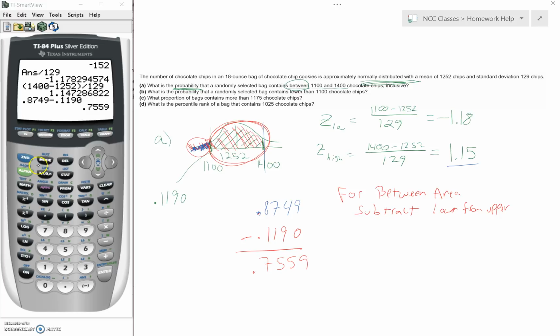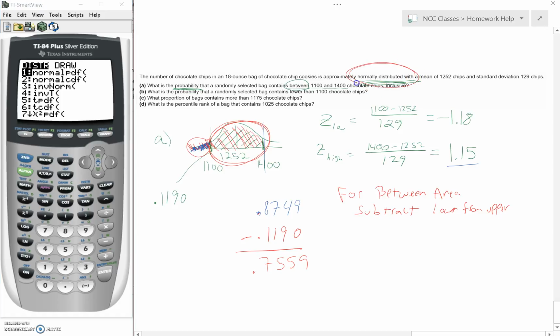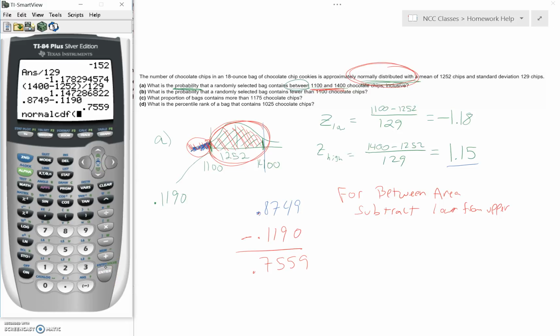Now to do it with the calculator: since we know it's normally distributed, and since we're trying to find an area given two values, we can use normalcdf. We type in our lower value, 1,100, then our upper value, 1,400. The mean for this question is 1,252, and the standard deviation is 129. And that should also give us 0.7550.